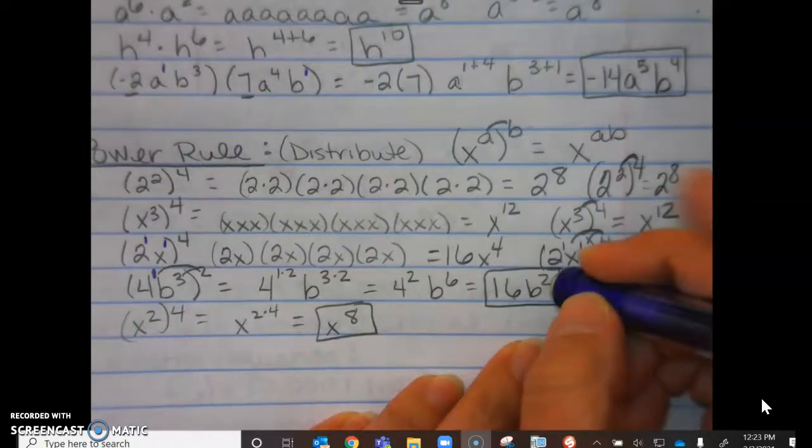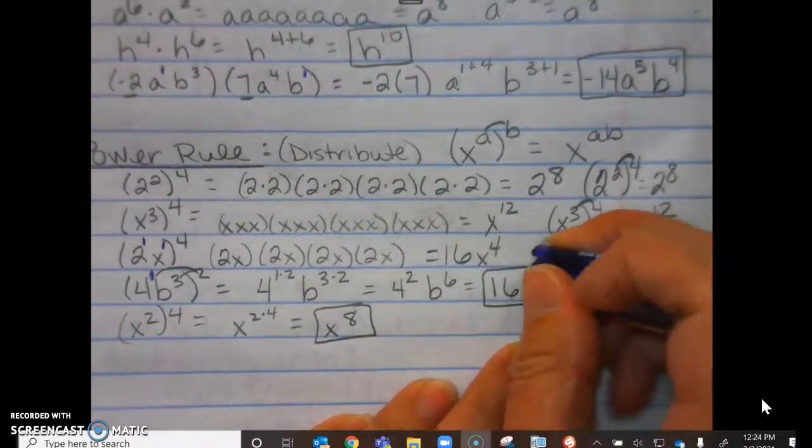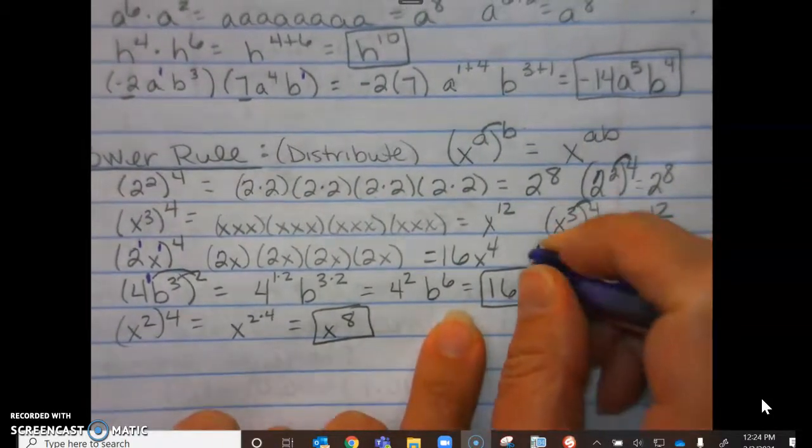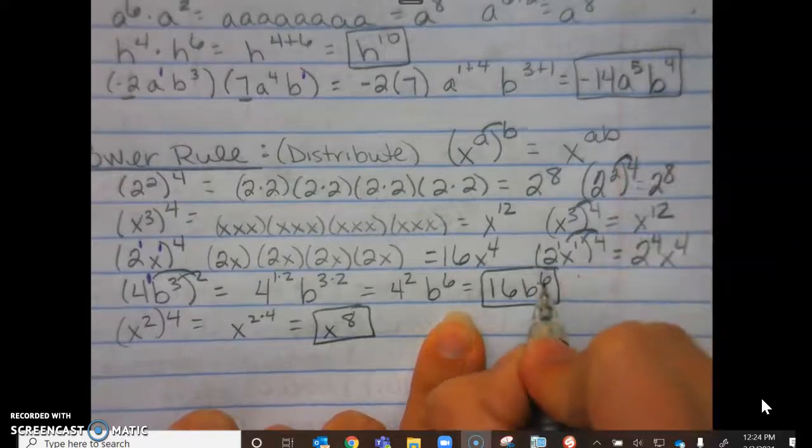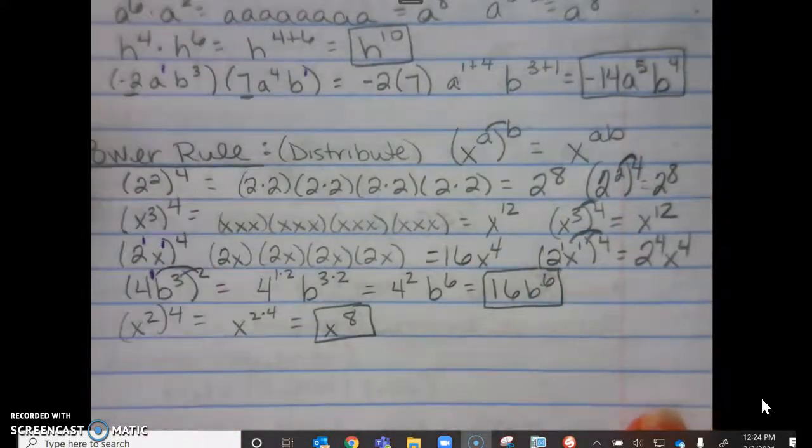I put squared up here. I apologize. Let me go back. I had my 6 here and I did not write that. Sorry. 16b to the 6th. Sorry about that.